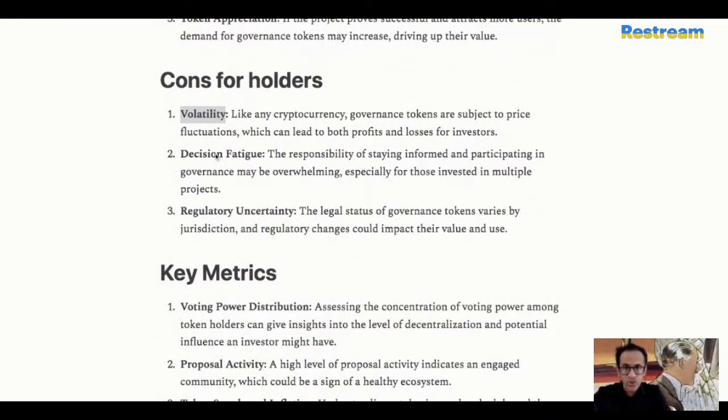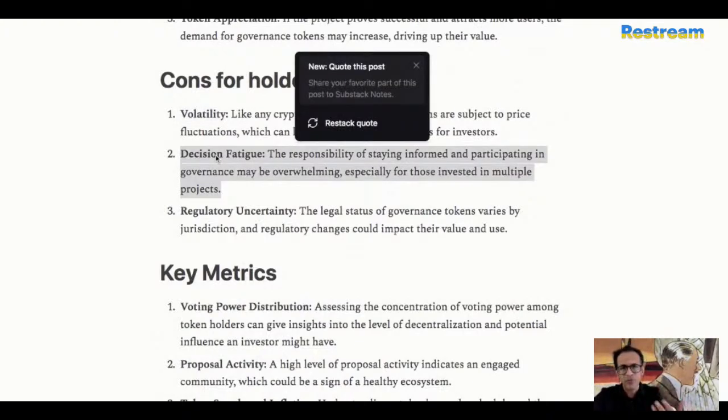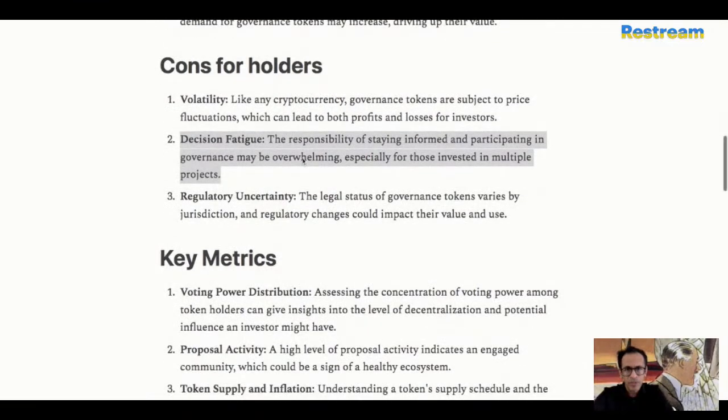Then there's a concept called decision fatigue, where you get a little fed up of trying to be part of all the decisions that are being taken in the DAO. So definitely that can be something which can be quite irritating if you don't have the time to spend.